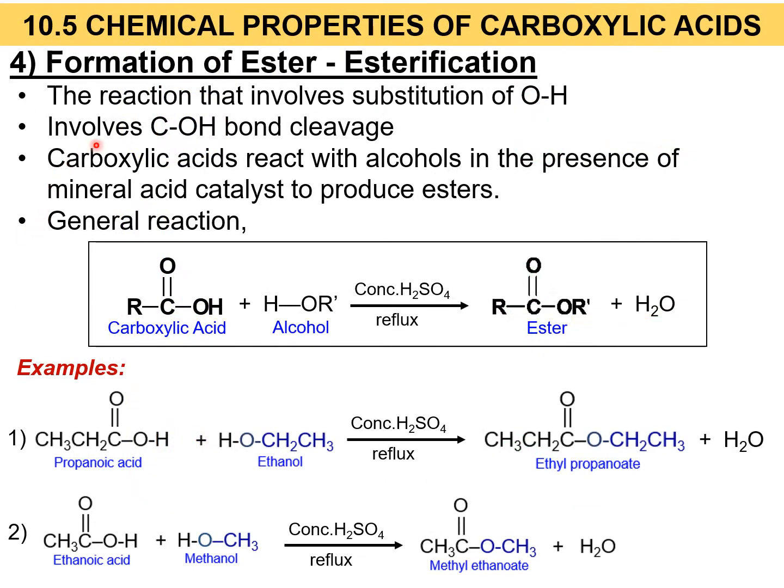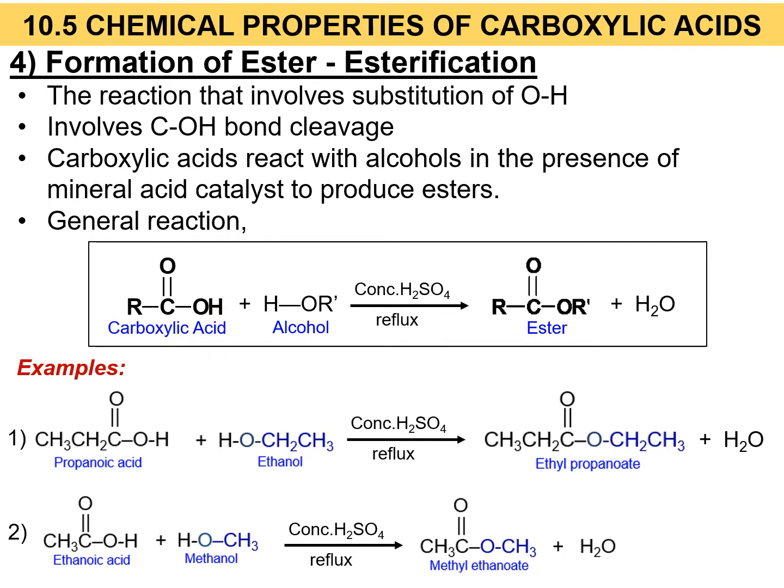Okay, so the next chemical properties of carboxylic acids adalah formation of ester, atau nama lainnya esterification. I think this one you have learned dekat alcohol. Okay, so I just want to ulang balik saja. Kalau kita tengok dalam sudut pandangan carboxylic acid ni, apa yang berlaku, dia akan buat OH substitution. Kiranya dia akan involve the carbon dan juga OH bond cleavage.